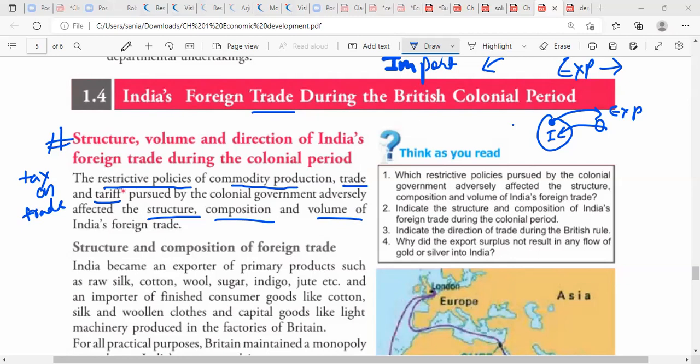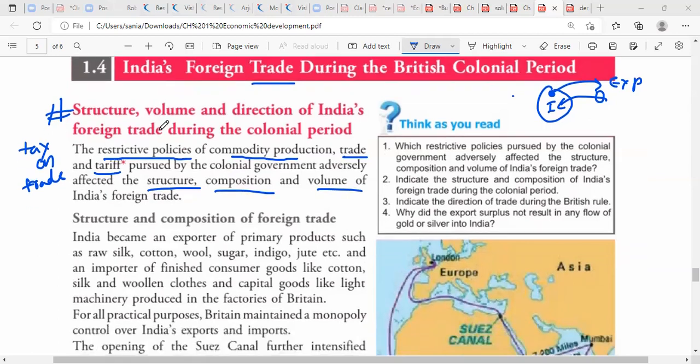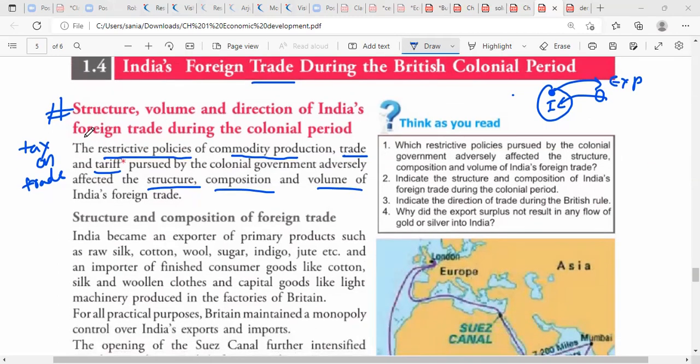Others? Done? Okay. Then you are going to write this: the restrictive policies of commodity production. Just underline commodity production, trade and tariff pursued, which means which they adopted, the colonial government adversely. Adversely means in a bad way, affected the structure, composition and volume of India's foreign trade. Okay.